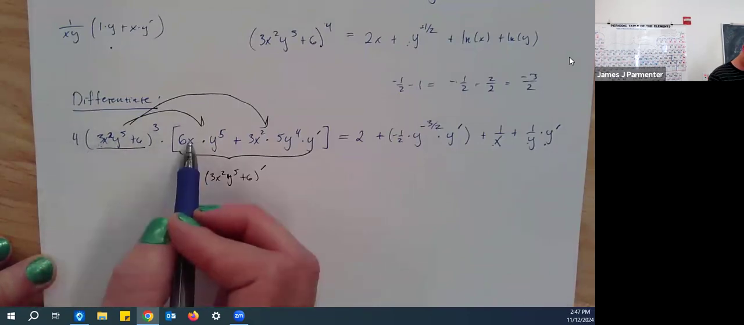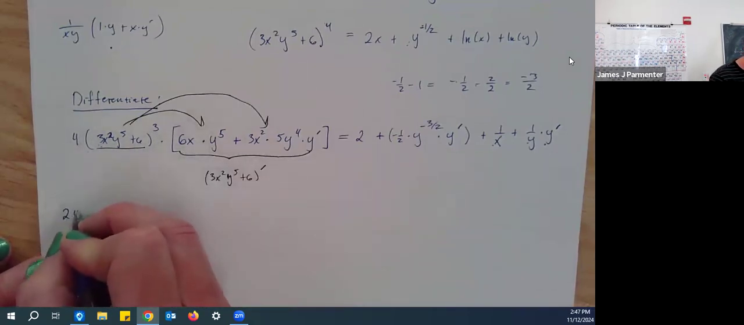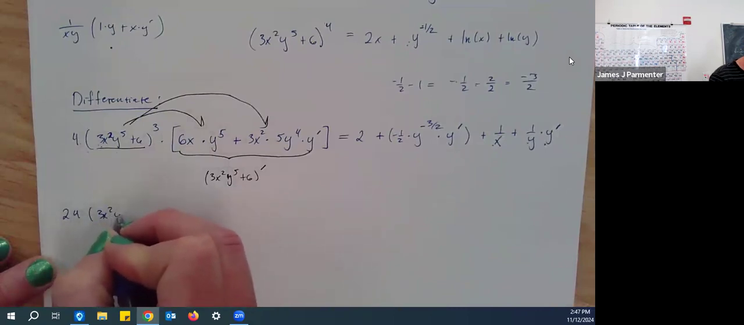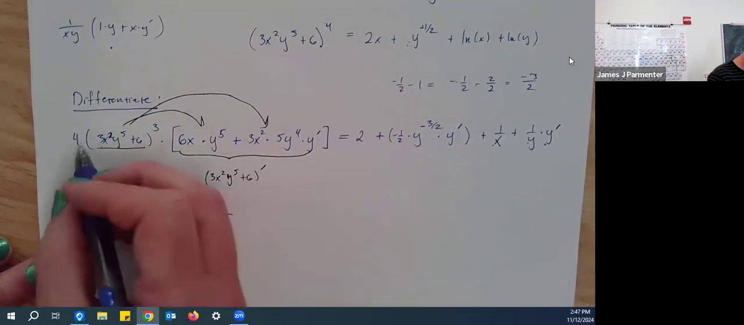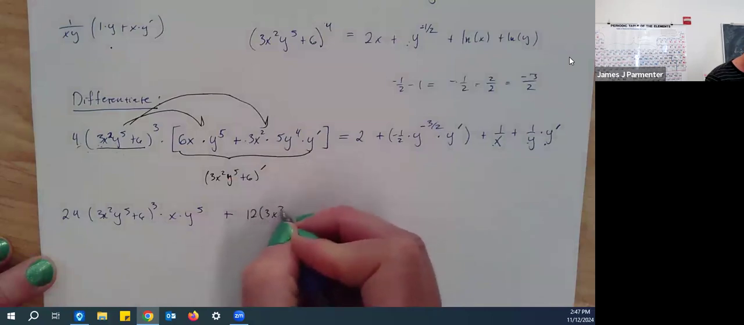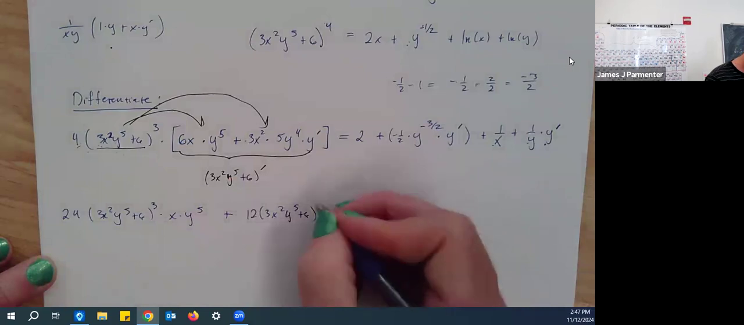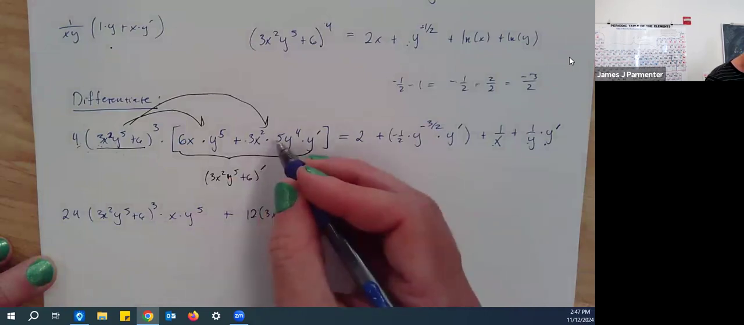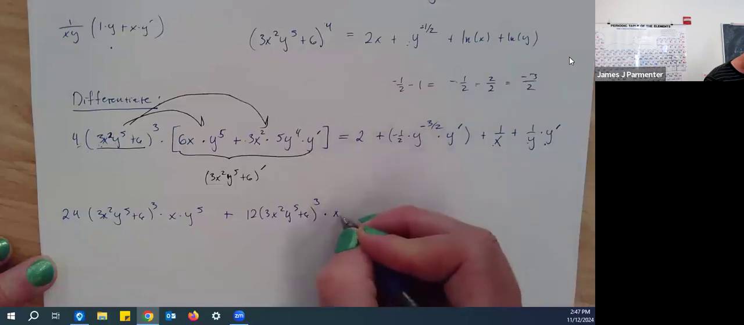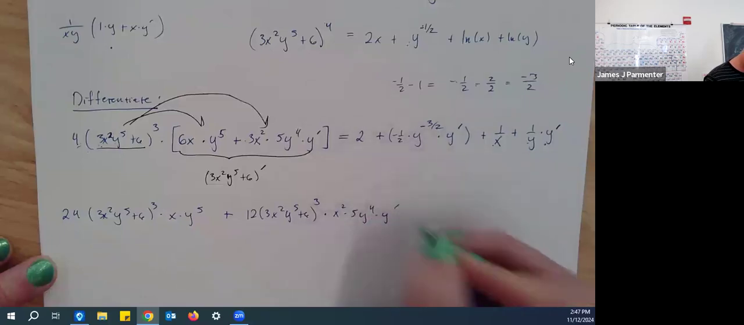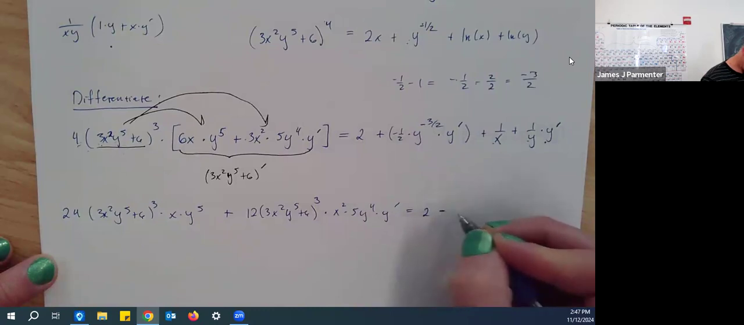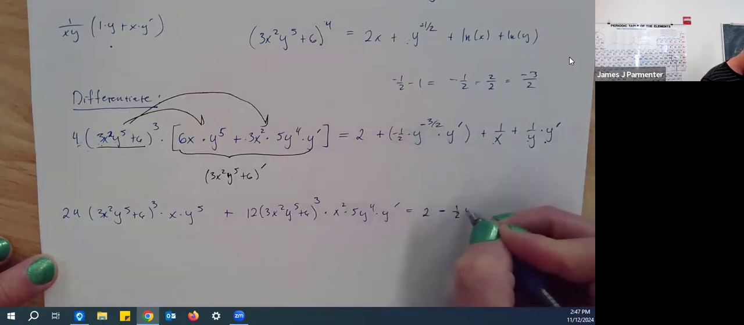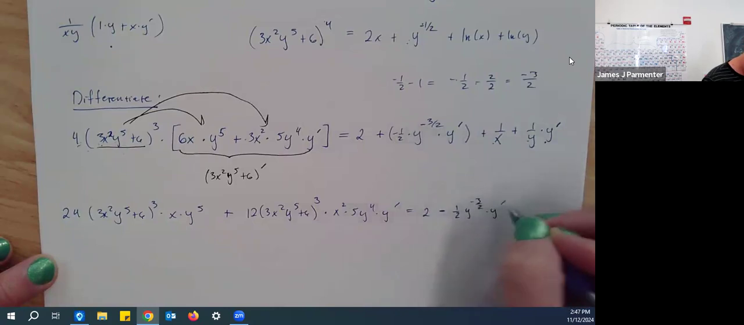So when I multiply this by this, the 4 times 6 is going to be 24, and I will make that simplification. But then it's going to be 3x squared y to the fifth plus 6 to the third times x times y to the fifth plus, and then 4 times 3 is 12. So 12 times 3x squared y to the fifth plus 6 to the third times x squared times 5. I forgot the 5 there. Oh well, we'll get to the next one. X squared times 5 y to the fourth times y prime equal to the same stuff over here. 2 minus 1/2 y to the negative 3/2 times y prime plus 1 over x plus 1 over y times y prime.